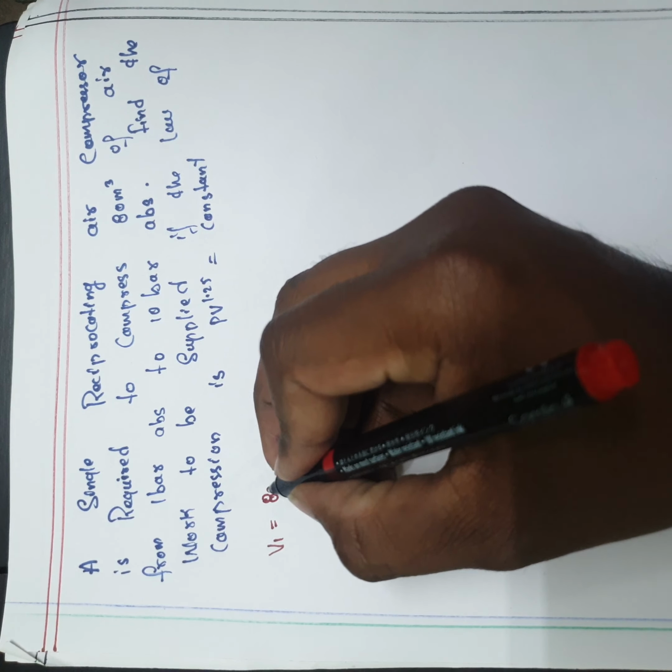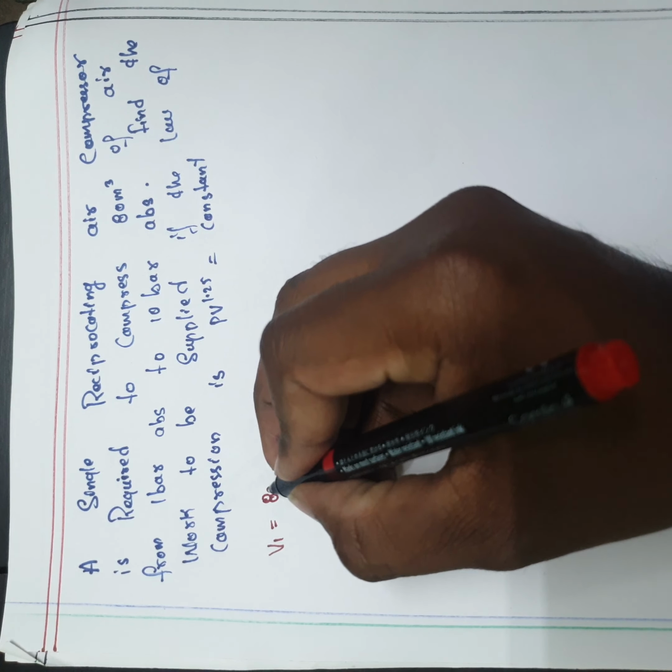Then volume, how much volume is there? 1. Write down the volume 1. From where did you get the volume? As you can see here, the volume is 1. So 100 into 1. R value is also given, 0.29, and T1 is 288 in Kelvin.